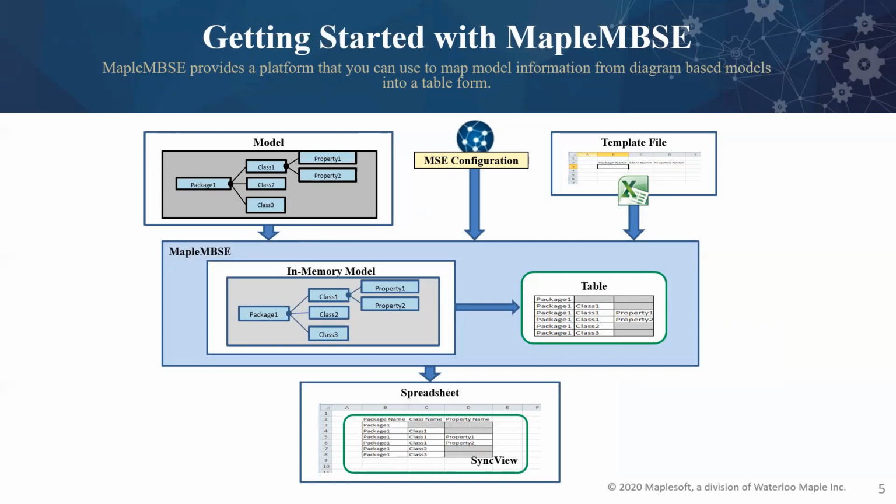And once you select a model, what Maplebeam BSC will do is get information of the model and transform this model into a table. And this table is displayed in Excel. The table that you are going to see in Excel, we call that a sync view. And that's because the view is synchronized.